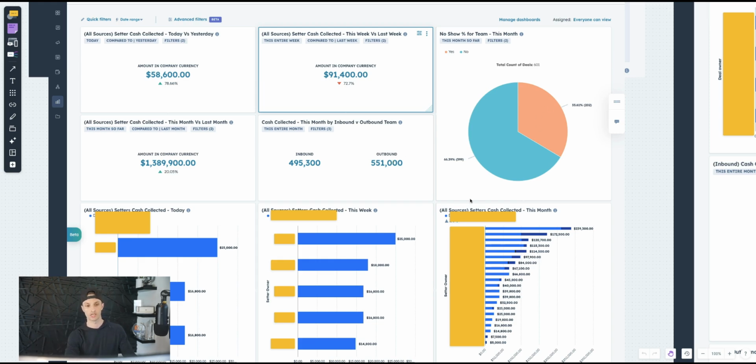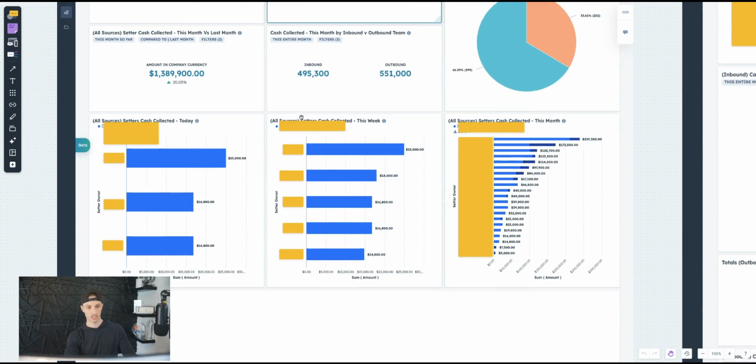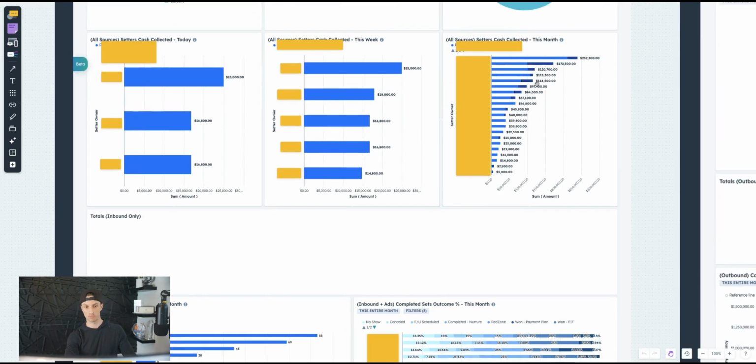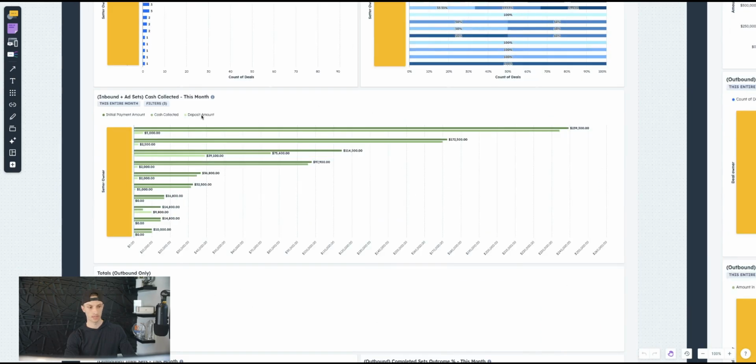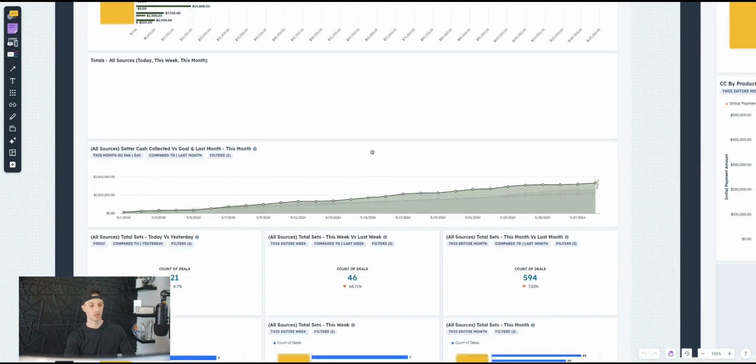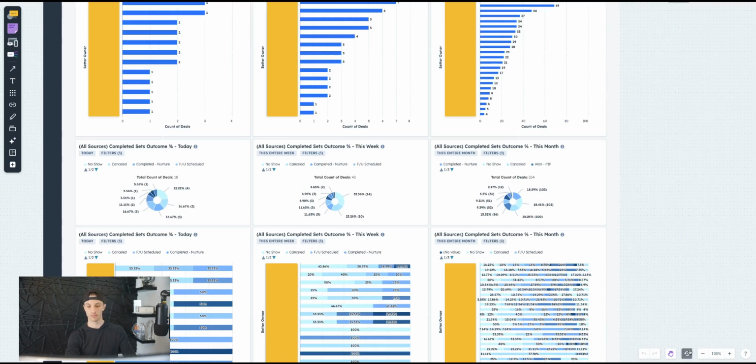We have our no-show percentage for this month overall. Cash collection today, this week, this month, again, broken down by program. Show rates, leaderboard, contract value, goes on and on and on, okay?